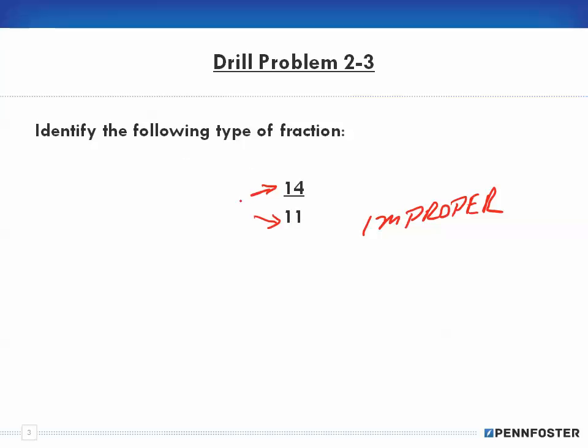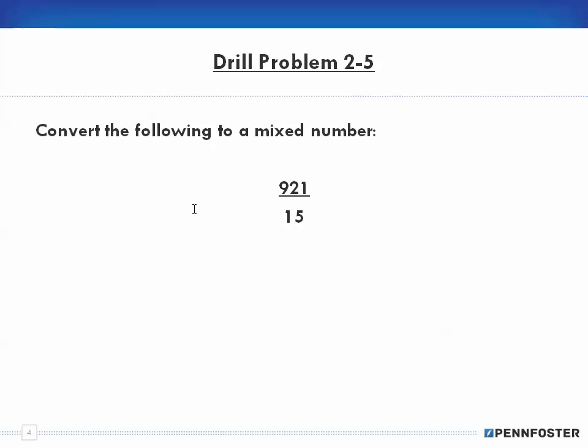So what you really should do is divide the 11 into 14 and you get 1, and that'll give you 3 left over 11. And that would be the way you actually should write this fraction. That's why this is called improper. It's not that you can't use it, it just should be converted into its correct form over here. All right, 2-5, again, an improper fraction because the numerator is greater than the denominator.